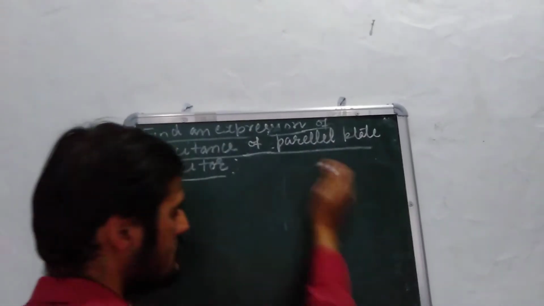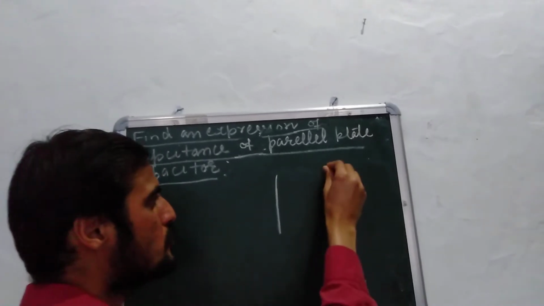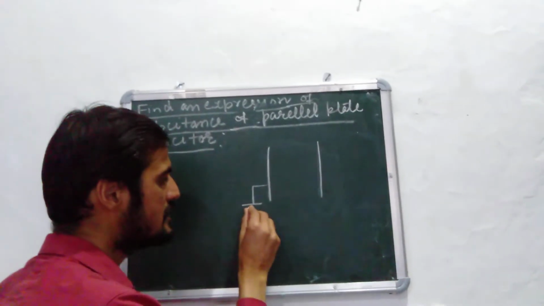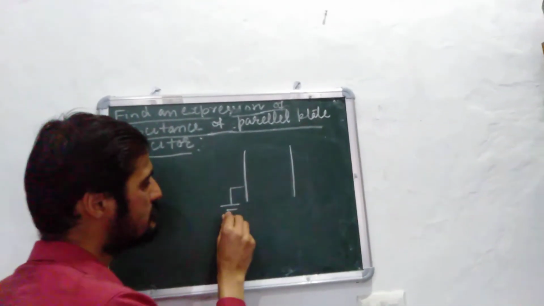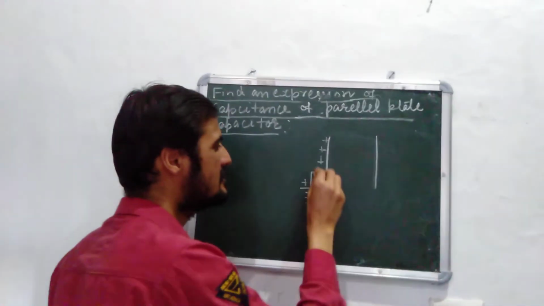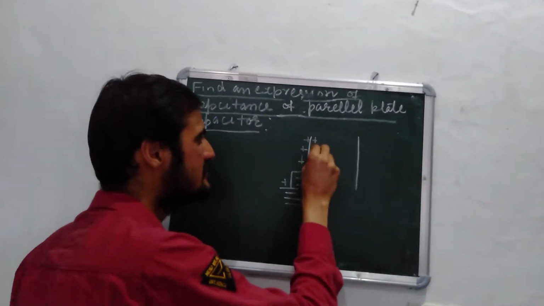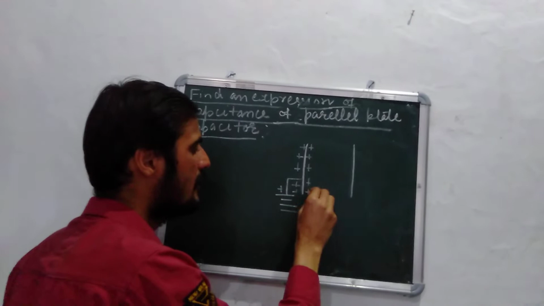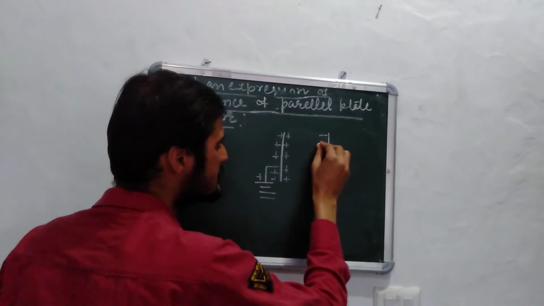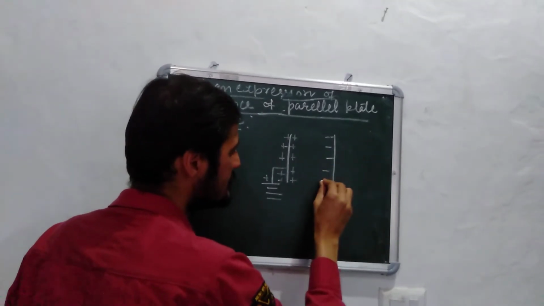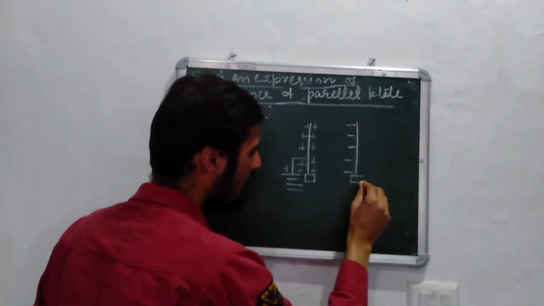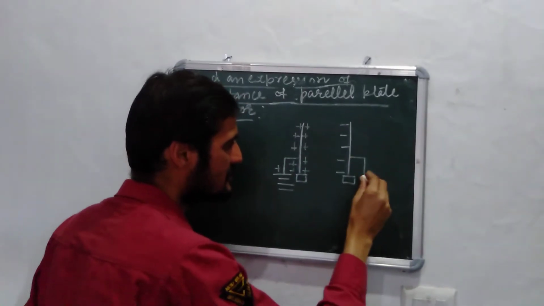First of all, we'll make the diagram. Consider two plates connected to a source of potential or battery. It is positive, negative. There is a positive charge, so this plate gets positive, and due to induction the other plate will get negative charge. The outside part is earthed.